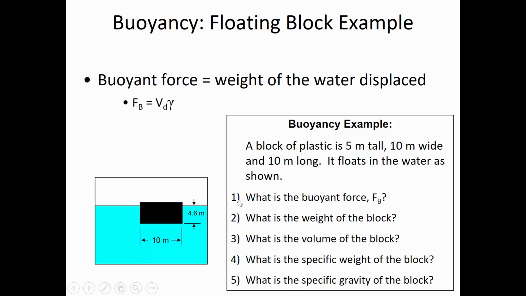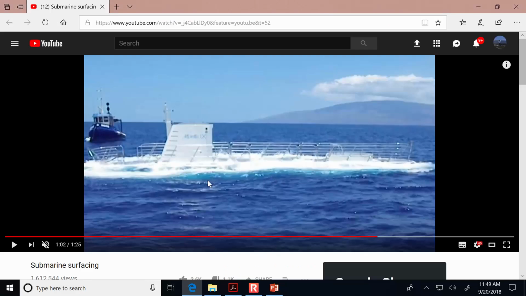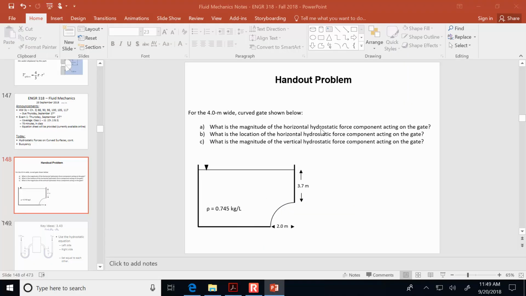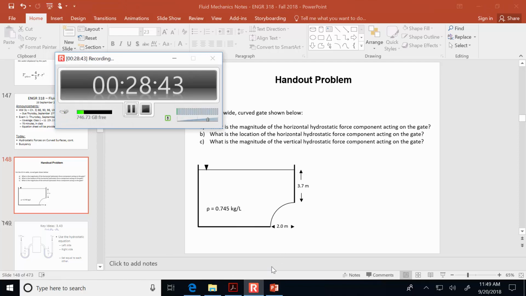So what I'd like you to do is go through these steps 1 through 5, and based on this buoyant force equation, determine the buoyant force and the weight of the block. It's in equilibrium, floating in the water as shown. That means it's not continuing to rise; we're looking at how it floats in steady state. All right, let me pause this for a moment, and you can begin your calculations.